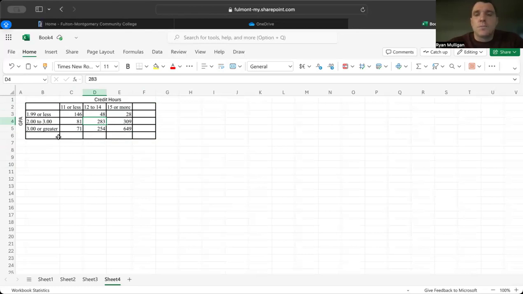So if I'm just looking at this table, one of the most difficult things students have when they first encounter a two-way table is just how to read it. The way that I would read it is out of everybody in this study, and I don't know how many people are in this study yet, out of everybody in this study, 283 students took 12 to 14 credit hours and received a GPA of 2 to 3. If I were to look at another cell in the two-way table, 649 students had 15 or more credits and received a GPA of 3.0 or greater.